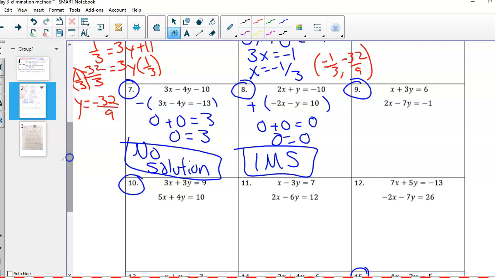What does that mean? Infinitely many solutions. In this case, really in all cases, the number has to be the same. It doesn't matter if they're both positive, both negative, one's positive, one's negative. It doesn't matter because you end up adding and subtracting anyway.